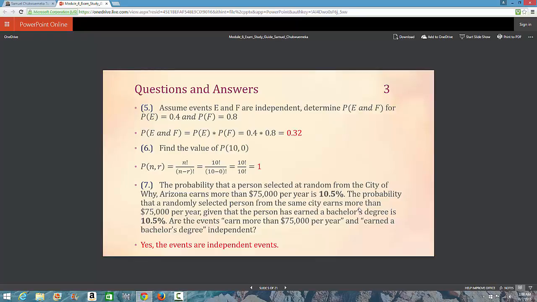Are those two events independent? And we say yes, they are independent events because they have the same probability. The probability of A and then the probability of A given B. If they are the same, they are independent events. Now, the question you will ask me is, why? Explain. How is it so?